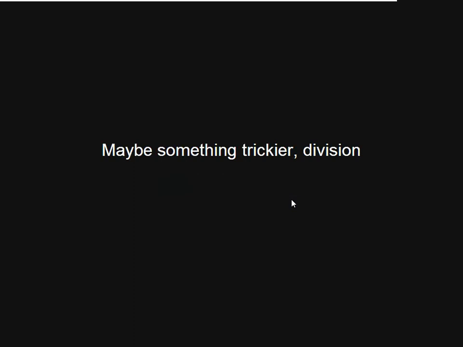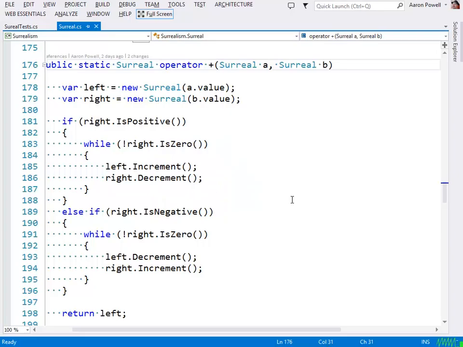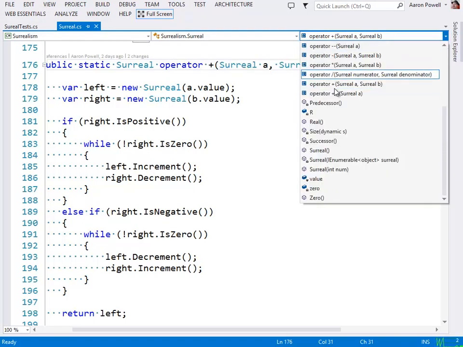Okay, so addition, subtraction, that's kind of simple. Let's look at something a bit more complex like division. So we know 4 divided by 2 equals 2. 5 divided by 2, we end up with a fractional value of 2.5. So let's think about how division would work. Pretty much, again, it's going to be a race to 0.